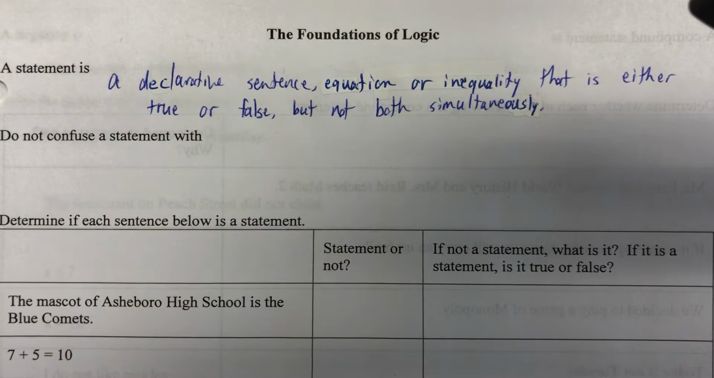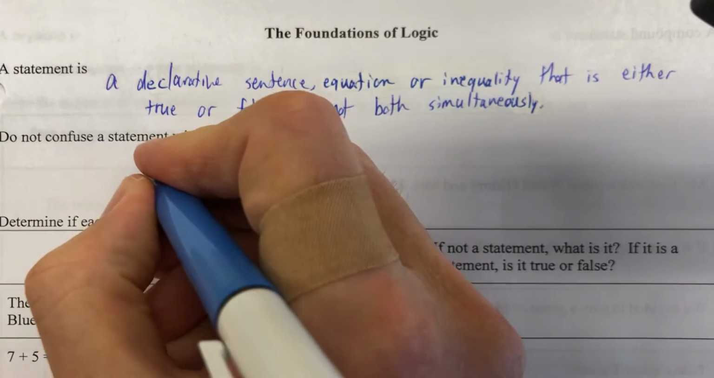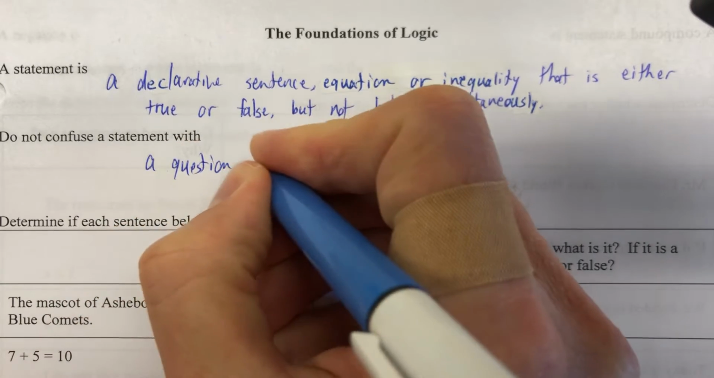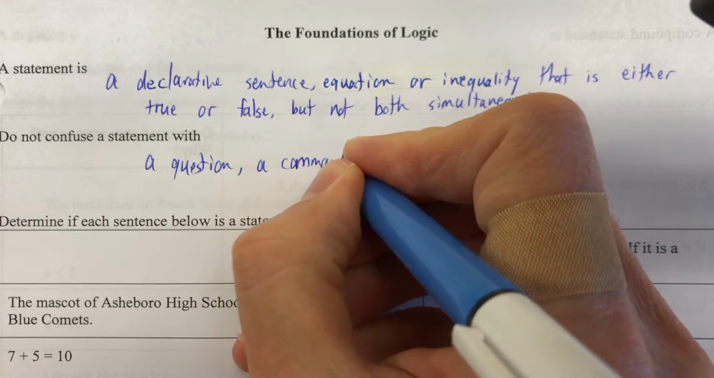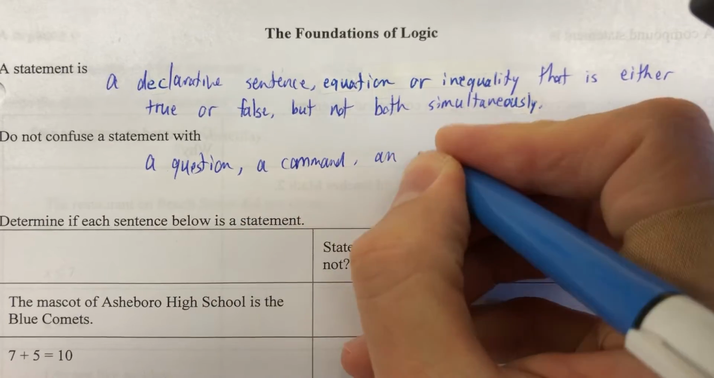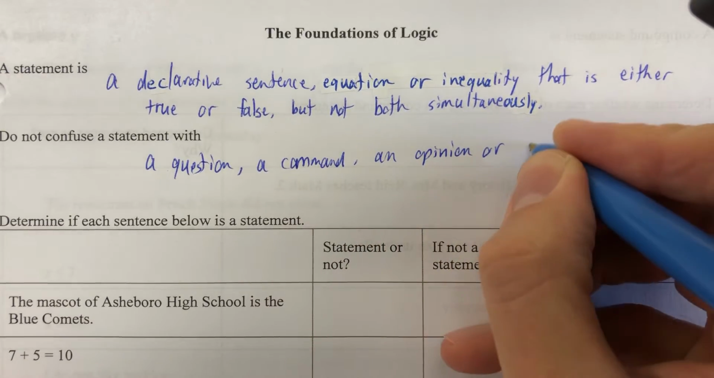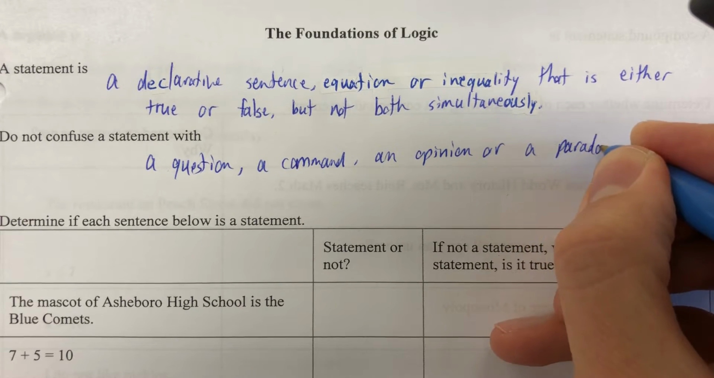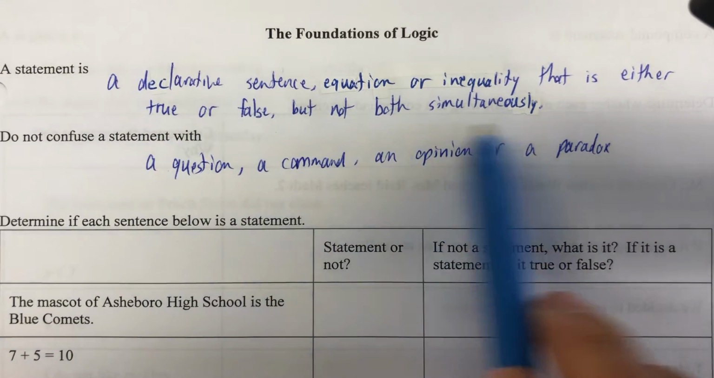We need to be cautious that we do not confuse a statement with a question, a command, an opinion, or a paradox. A paradox is one of those things that's kind of true and false at the same time, which would violate this. It can't be both simultaneously.